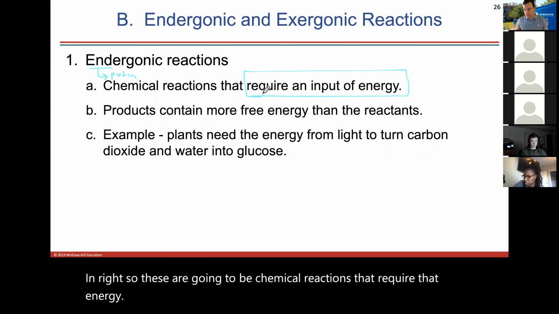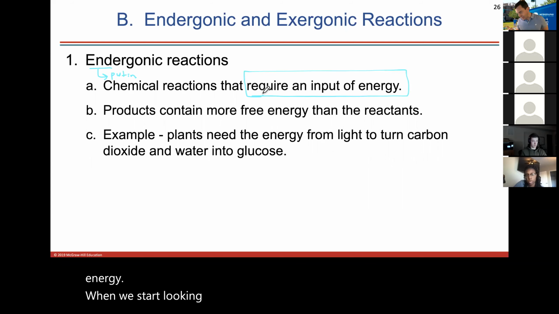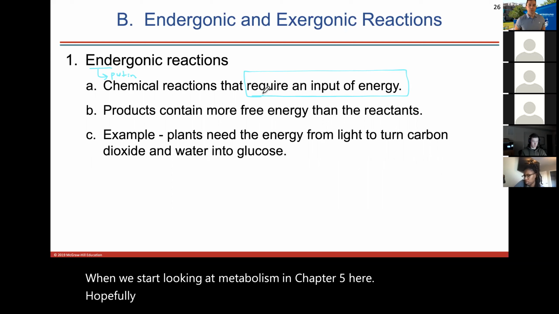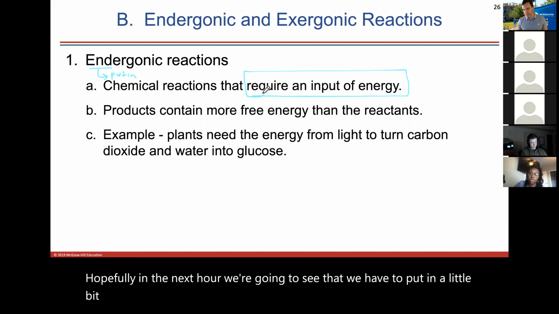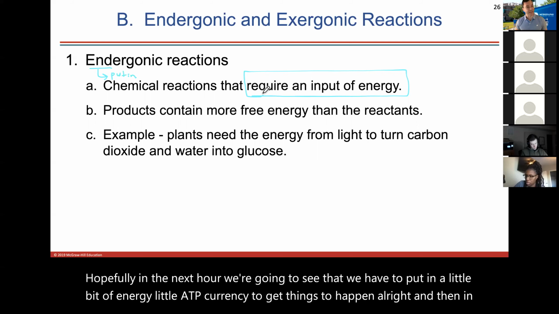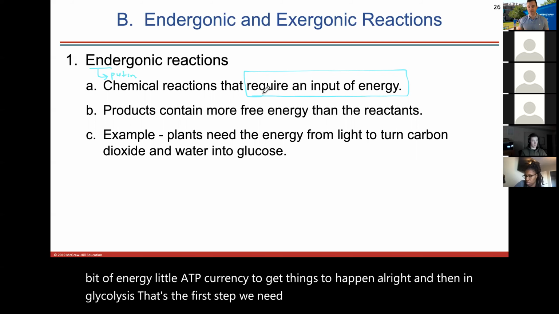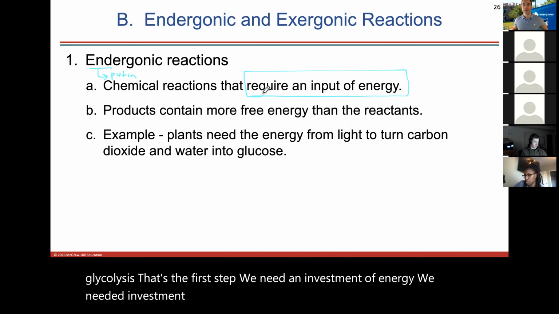When we start looking at metabolism in chapter 5 here, hopefully in the next hour, we're going to see that we have to put in a little bit of energy, a little ATP currency to get things to happen. And in glycolysis, that's the first step. We need an investment of energy. We need an investment of money, ATP, to help kickstart glucose's change into a 3-carbon pyruvate creature.